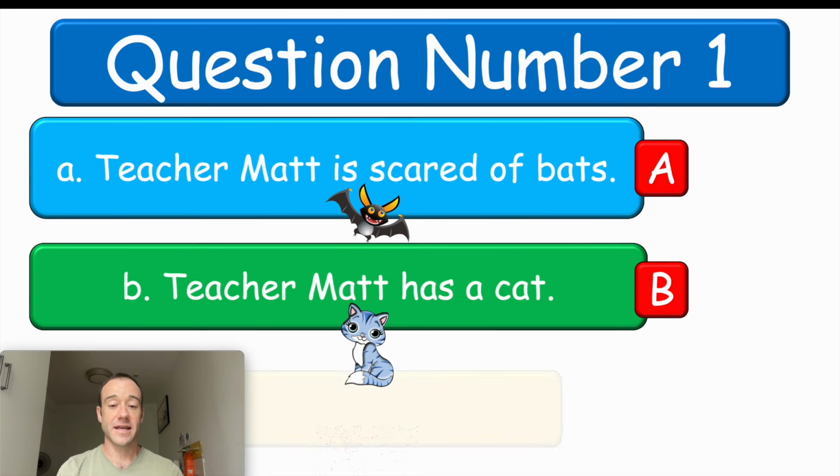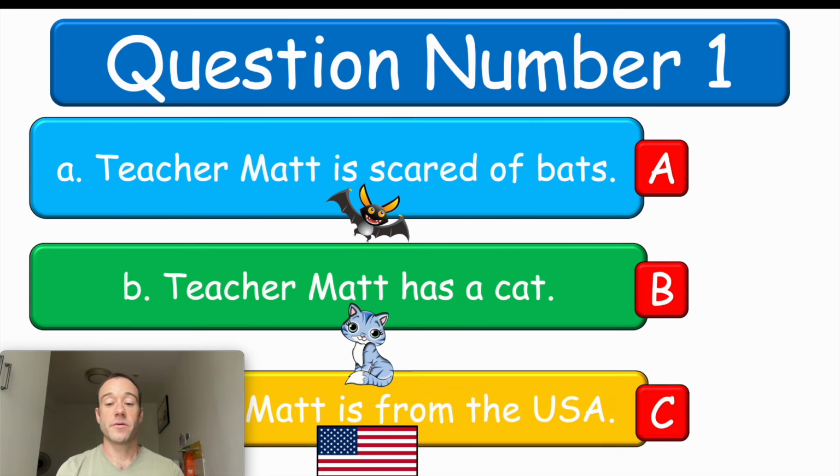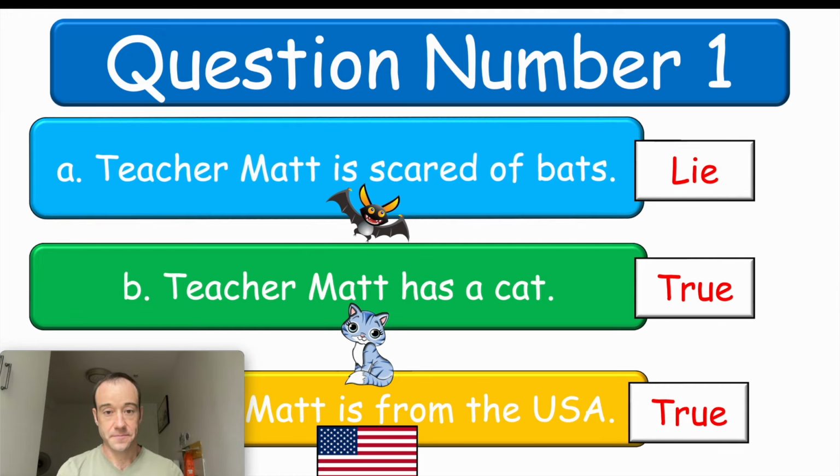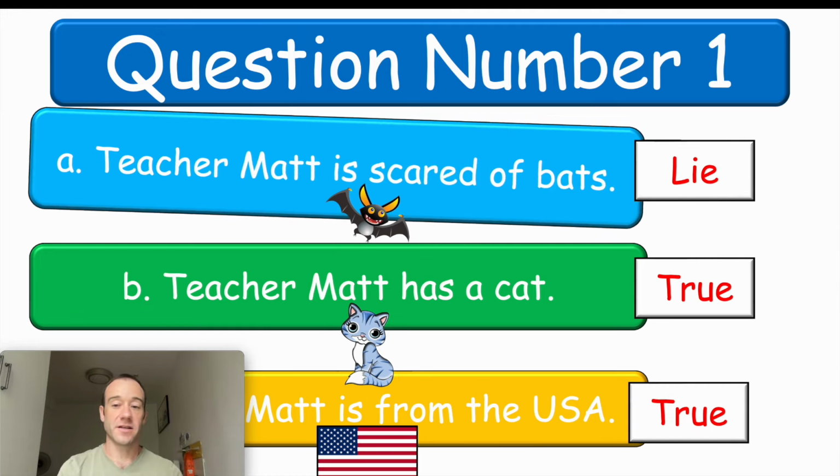Okay, teacher Matt has a cat. And teacher Matt is from the USA. Okay, give them a minute or two to write down their guesses. Which one is a lie? Only one of them is a lie. And then call on some students to give you their guesses. Then take a survey of the class, what they think. Okay, then reveal the answer. Okay, you'll see that the ones who got it right will be excited.